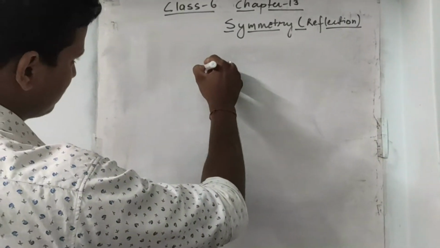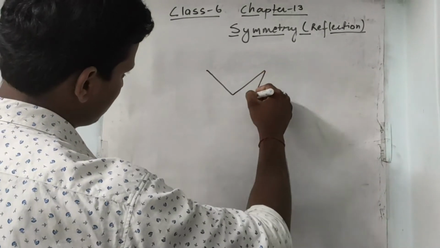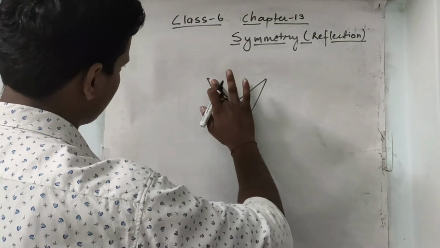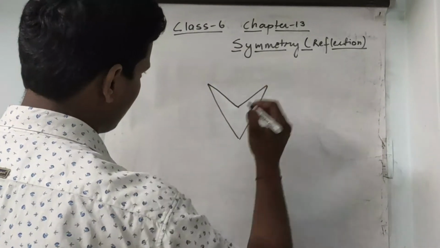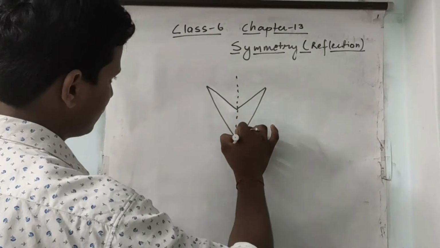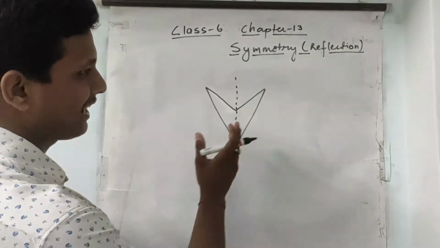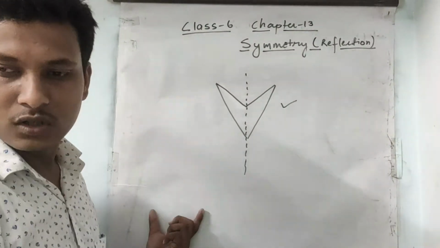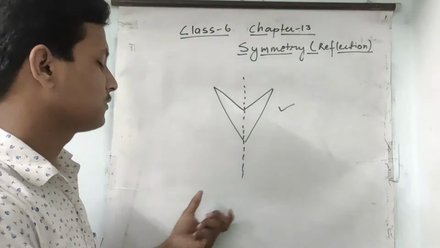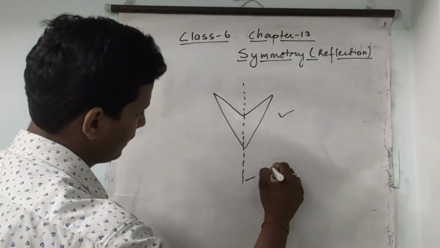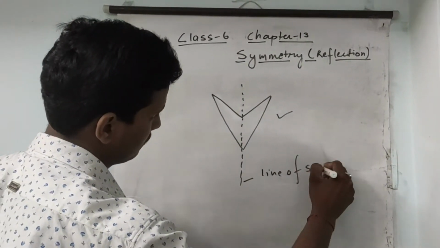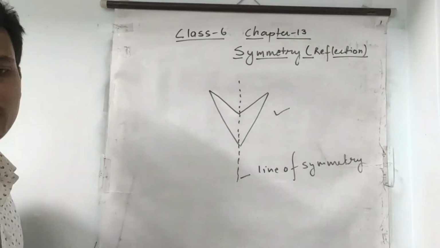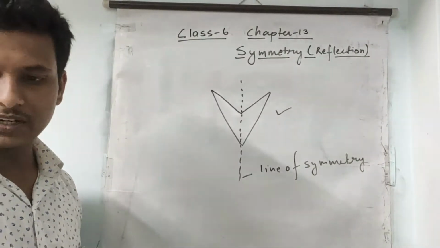Suppose we take another example. This is the figure that I have drawn, and if we draw the line from this point, you will see that this part is identical to this one. This is called the line of symmetry, and both parts are called symmetrical parts.